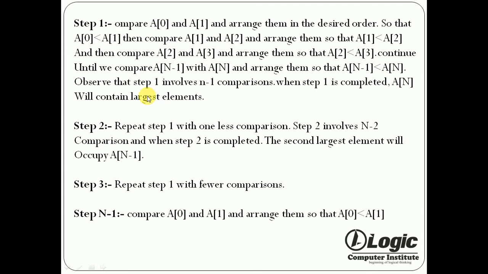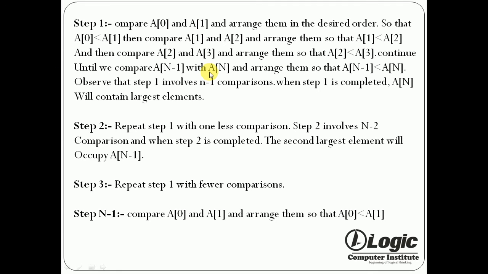Observe that step first involves n minus 1 comparisons. Suppose there are 5 elements, the comparison is 5 minus 1, that is 4 comparisons in step first. When step first is completed, we get the largest element in a of n. This is step first. Then step second is the same as step 1, that is, repeat step first with one less comparison.